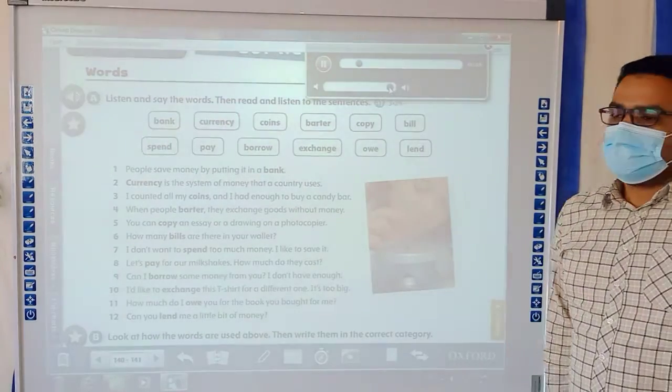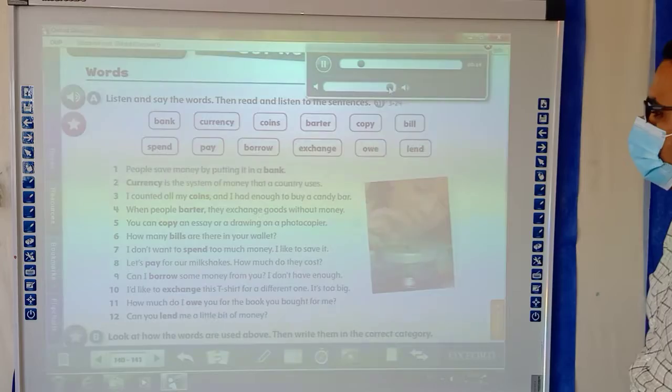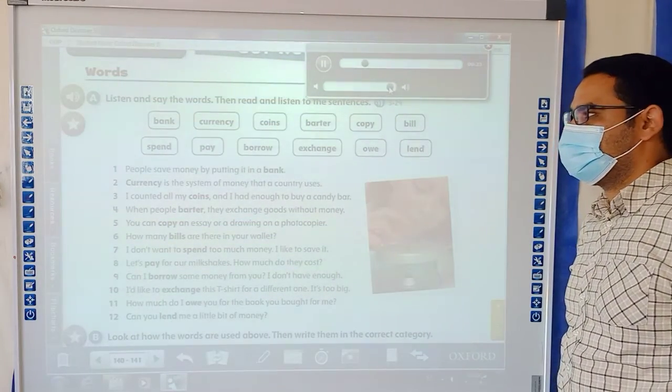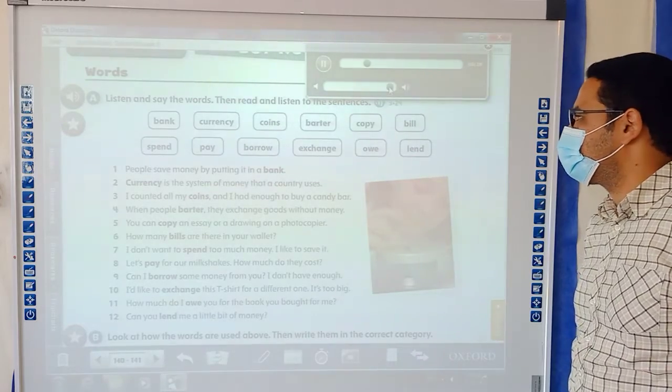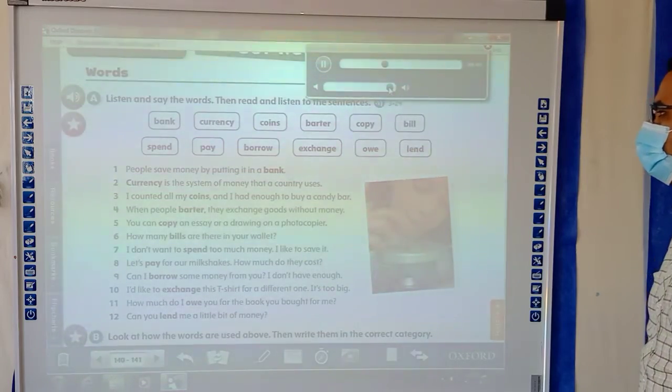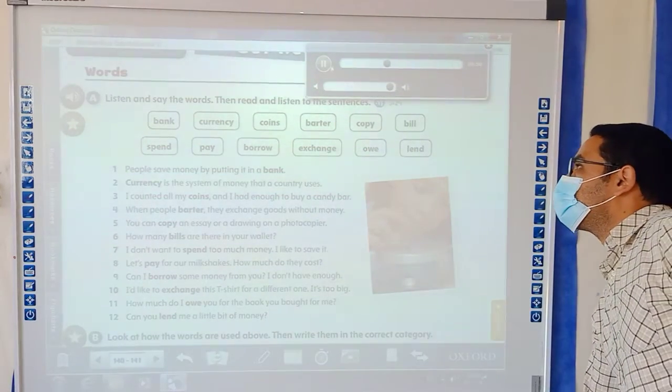Bank. Currency. Coins. Barter. Copy. Bill. Spend. Pay. Borrow. Exchange. Owe. Lend. Run. People save money by.